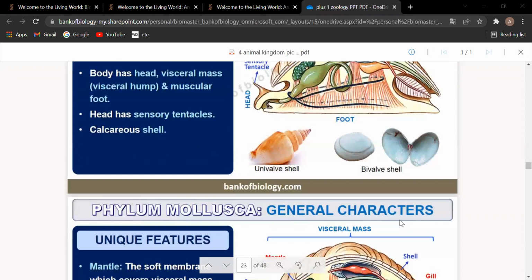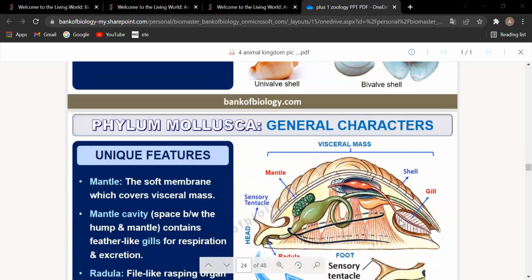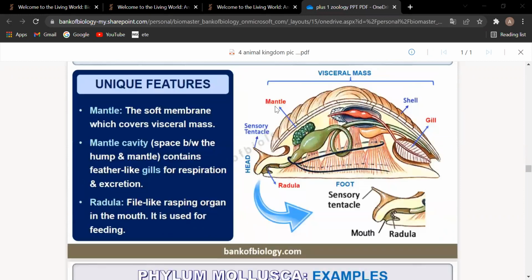Okay. Well, then look at the next, the mantle. The soft membrane which covers the visceral mass is going to be called the mantle. So here you can see this is the shell. You can see this shell, all of you. I guess you all can see this shell.